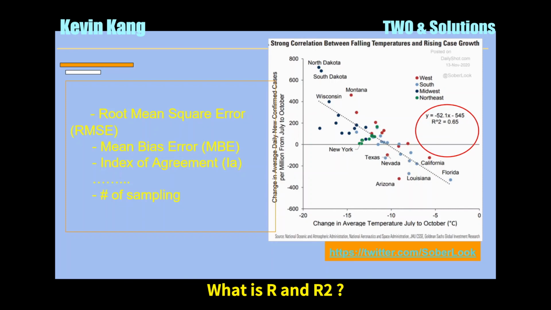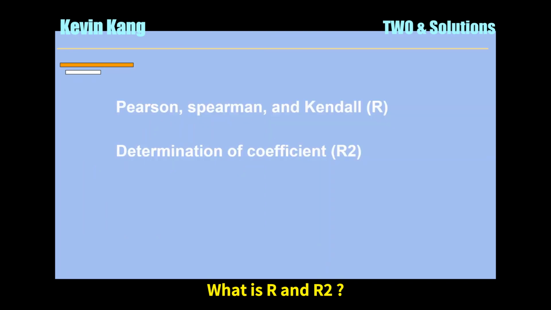What is the R and the R-square? Pearson, Spearman, Kendall. R-square is called the coefficient of determination. The two values are different. What is different?